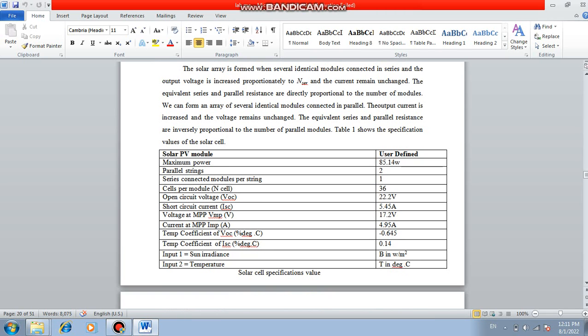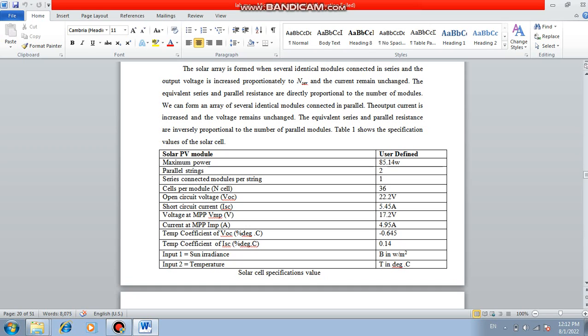There are some parameters, and this is the solar PV module parameter. Maximum power is 85.14 W. There are two parallel strings, and per string there is one series-connected module. There are 36 cells. Open circuit voltage is 22.2 volts, short circuit current is 5.45 amps, voltage at maximum power point VMP is 17.2 volts, and current at MPP is 4.95 amps. The temperature coefficient of open circuit voltage is minus 0.645, and the temperature coefficient of short circuit current ISC is 0.14.